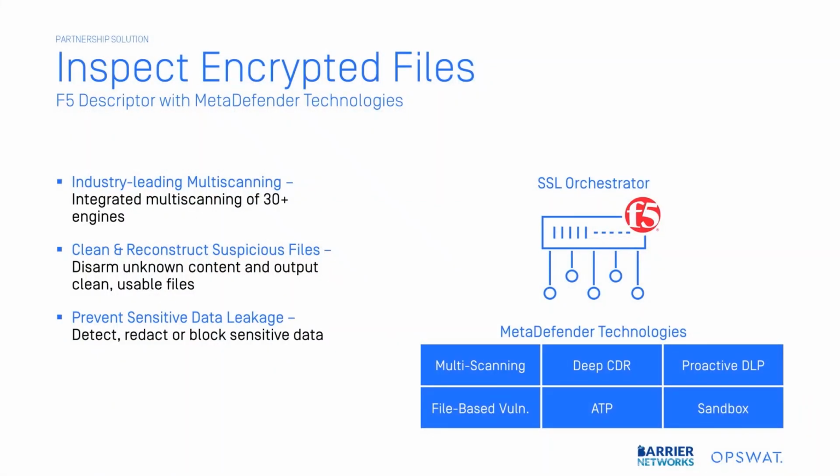So here we have the SSL Orchestrator, and the reason why we're discussing the SSL Orchestrator in a little bit more detail is because you can use any of the SSL Orchestrator security tools, and you can also add on or complement those security tools with the MetaDefender technologies. So the SSL Orchestrator is able to reach out to MetaDefender and use the multi-scanning tool. It's able to sanitize files using the Deep CDR tool, and it's able to prevent data loss using the Proactive DLP tool. So we'll talk a little bit more about how this integration comes together in the next few slides.